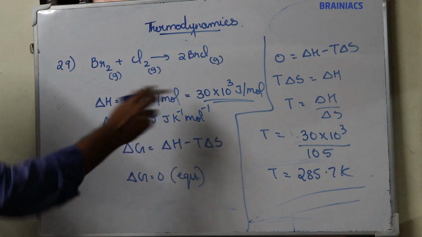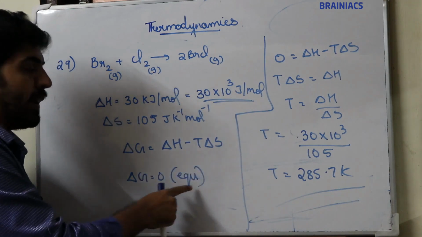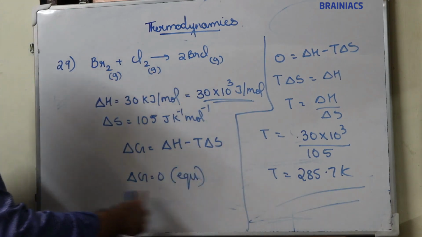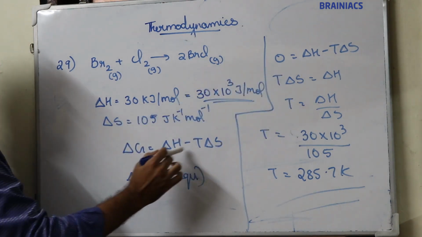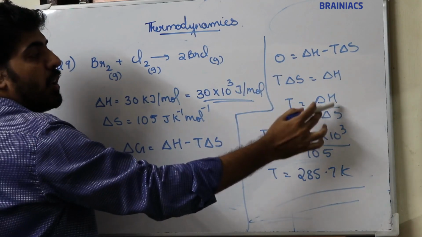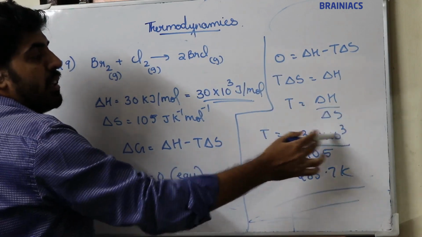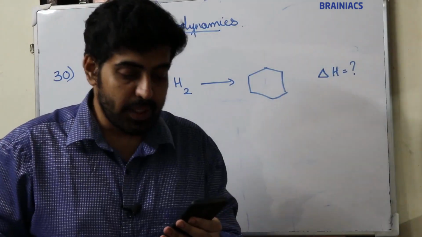So here delta H value is given, delta S value is given. We have to calculate temperature when the reaction is at equilibrium. Reaction equilibrium means delta G value is 0. So 0 is equal to delta H minus T delta S. T delta S is equal to delta H. T is equal to delta H by delta S. You will get 285.7 Kelvin. Moving on to question number 30.